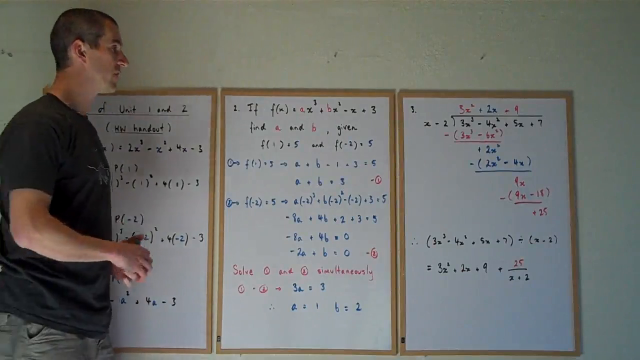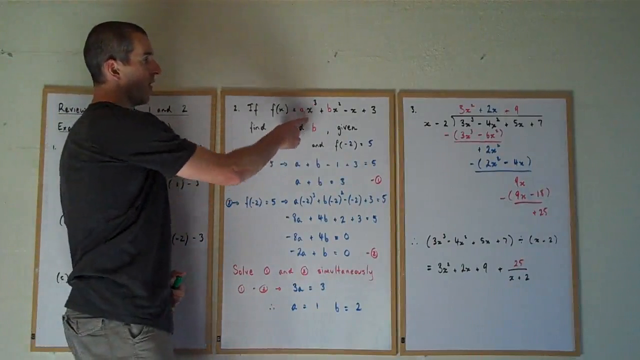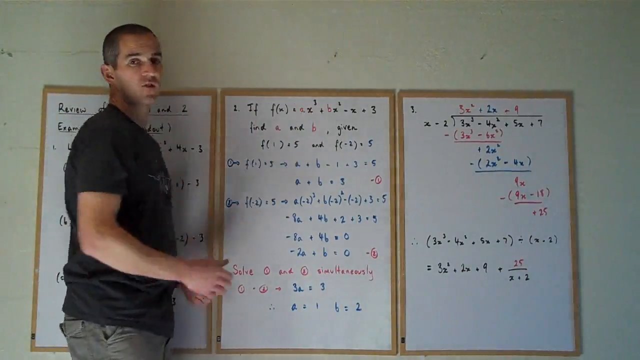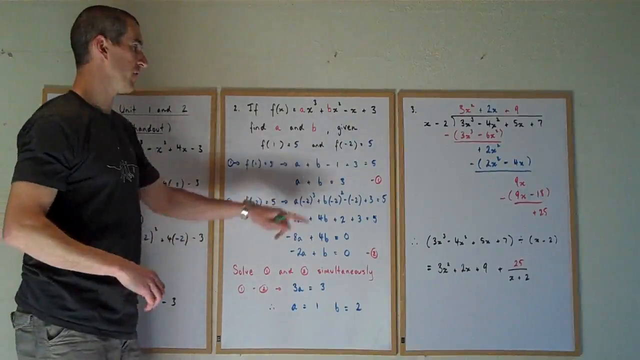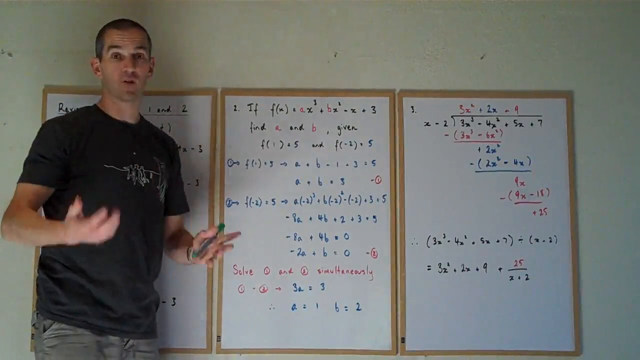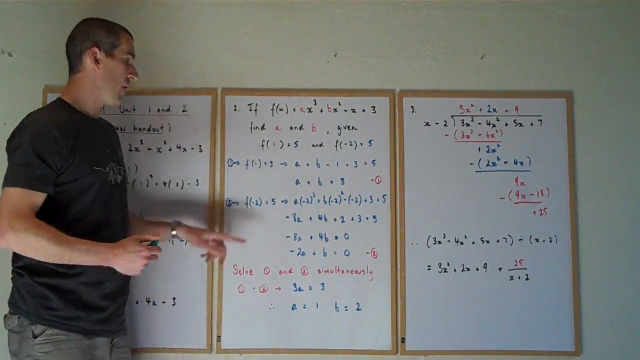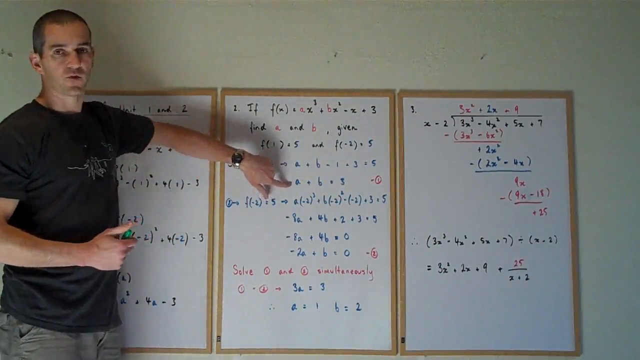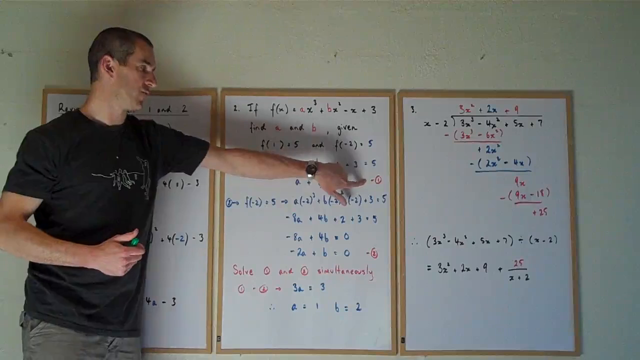Now I've been able to do that reasonably quickly because with a value of 1, 1 cubed is just 1, 1 squared is just 1, minus 1 is simply just minus 1. So that's reasonably straightforward to put down straight away in one step. We can reduce that down to a plus b equals 3, which will be equation 1.